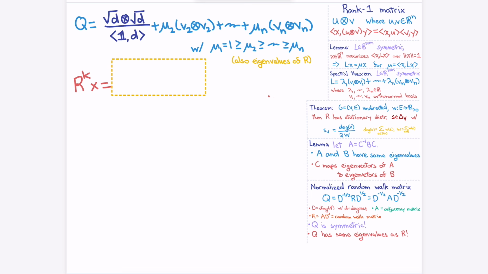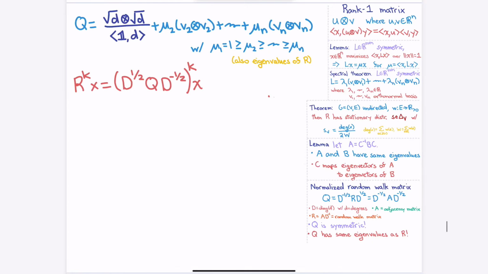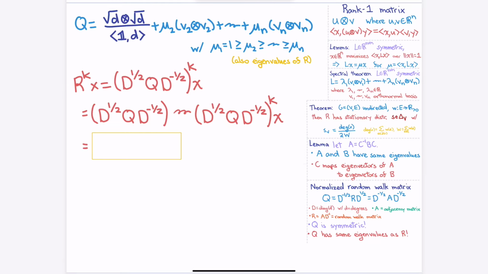Okay, but what can we do? Well, let's just first start substituting in. I'm just plugging in this Q stuff. Nothing deep. And so that looks something like this. Just repeat it over and over and over again.